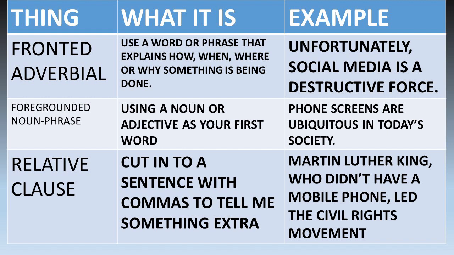And a relative clause is really good. Anytime you've got a noun or a noun phrase in a sentence, you can cut in with commas and you can give the reader something extra. Here's an example. "Martin Luther King, who didn't have a mobile phone, led the civil rights movement." So I might be making a point about how we can achieve amazing things without social media in that piece of writing.